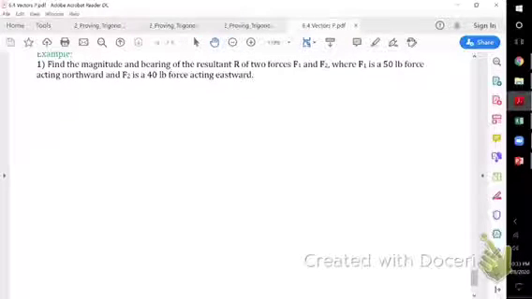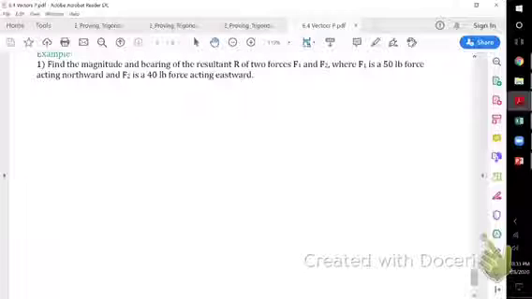So let's look at example 1. It says to find the magnitude and the bearing of a resultant R of two forces F1 and F2, where F1 is a 50-pound force acting northward and F2 is a 40-pound force acting eastward.